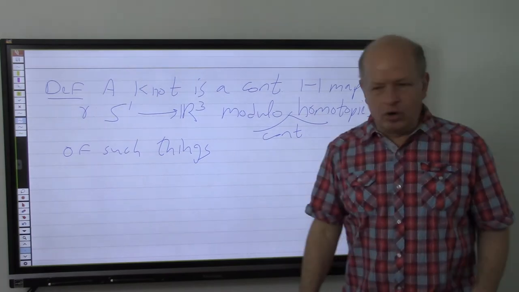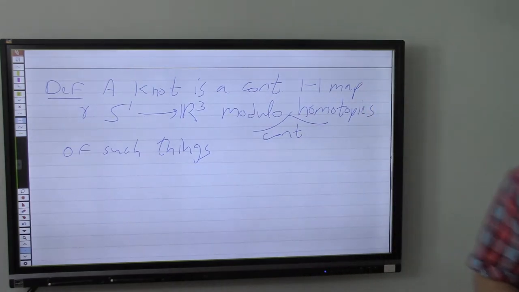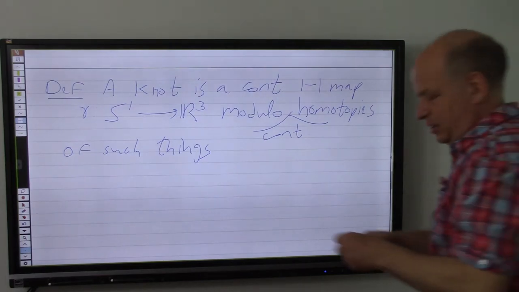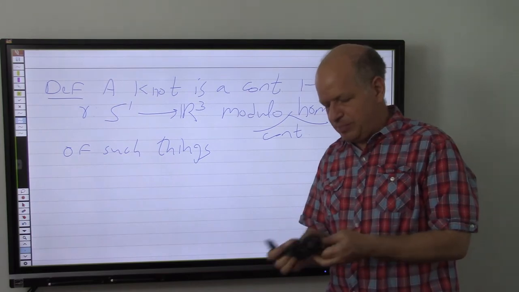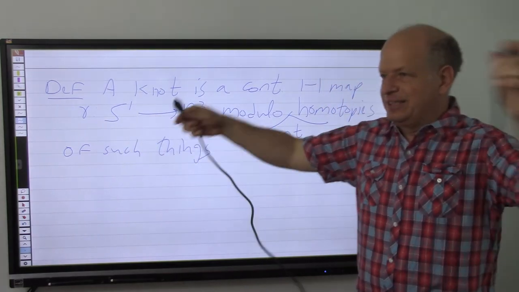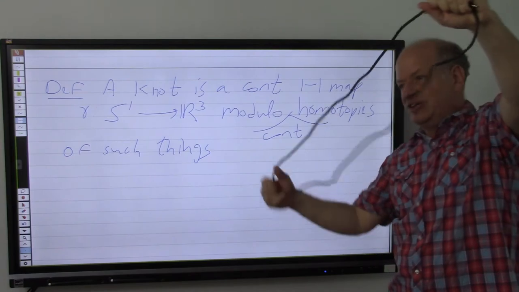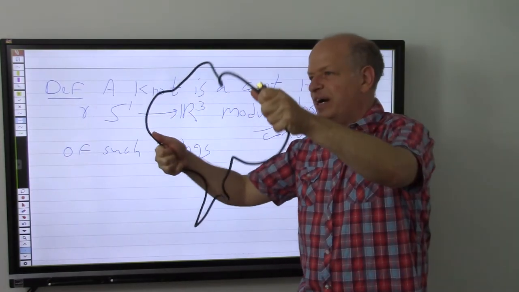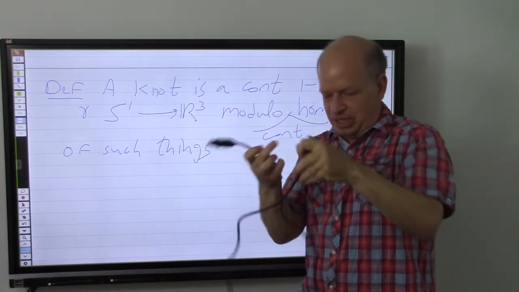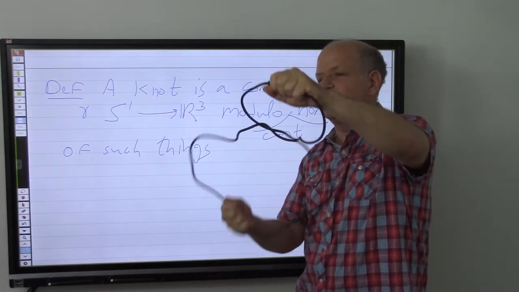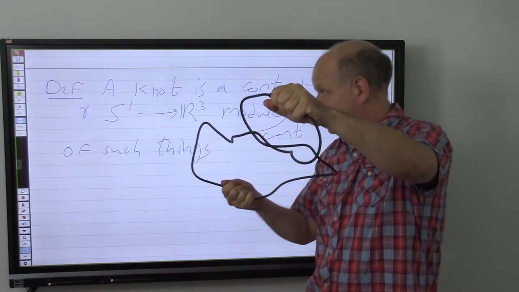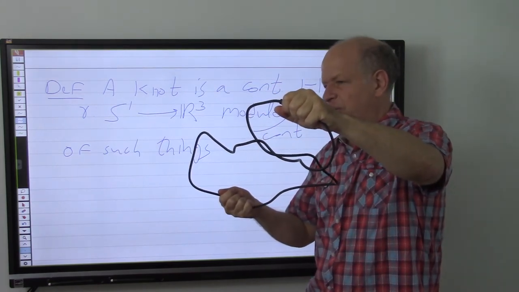Okay? So, example, here's another advantage of being at home. It's very easy for me to find a cable. I just opened a drawer and pulled out an HDMI cable. So, example, here is a knot. It's not a very interesting one. And actually, let's make it more interesting. So here is again a knot. It's a continuous embedding of a circle into R3.